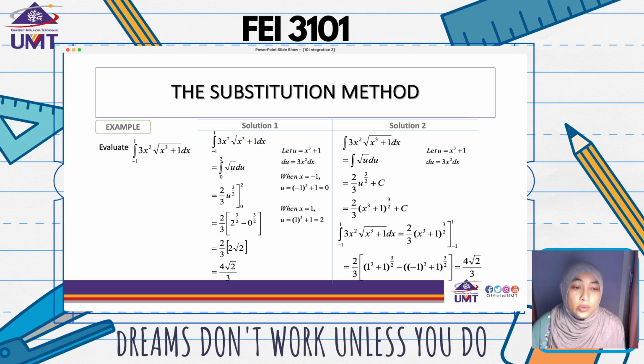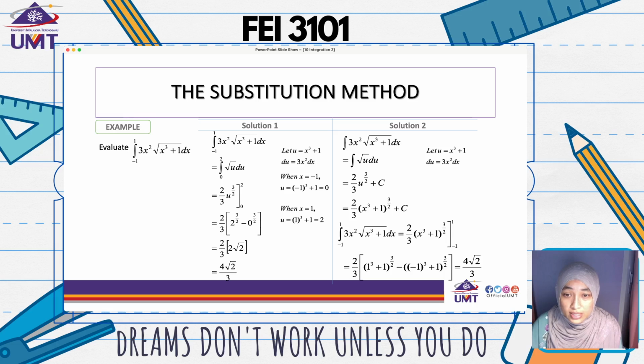Then you complete it as normal, the integration of square root of u du. You'll get 2 over 3 u to the power of 3 over 2, and then put the range or the limits inside, and at the end of the day you'll get 4 over 3 times square root of 2. If you use a calculator you get the decimal numbers, so it's just the same.